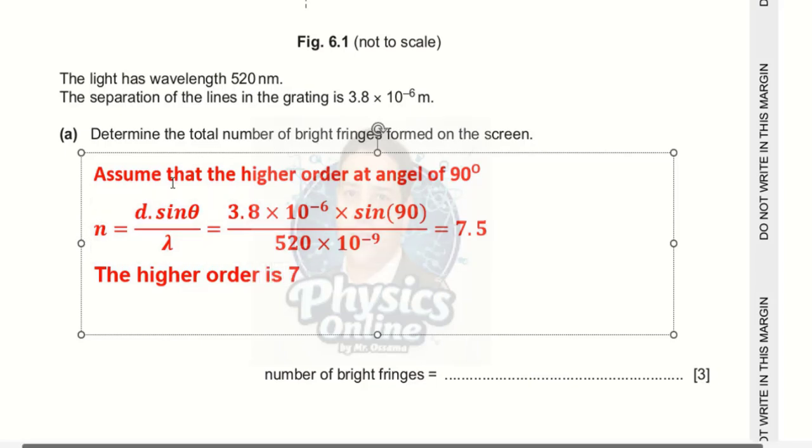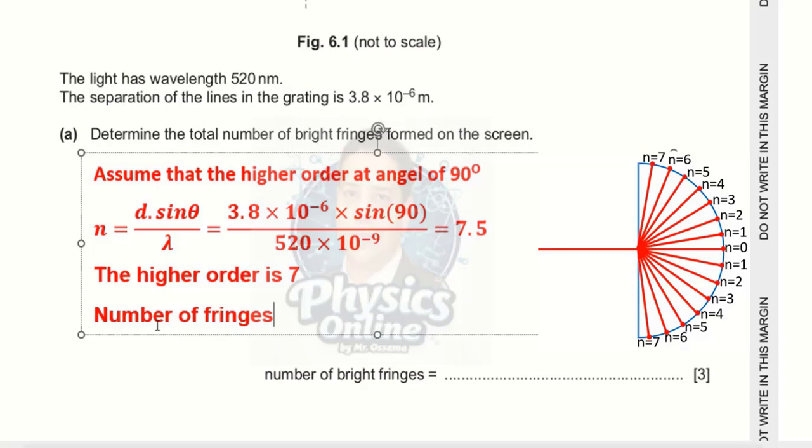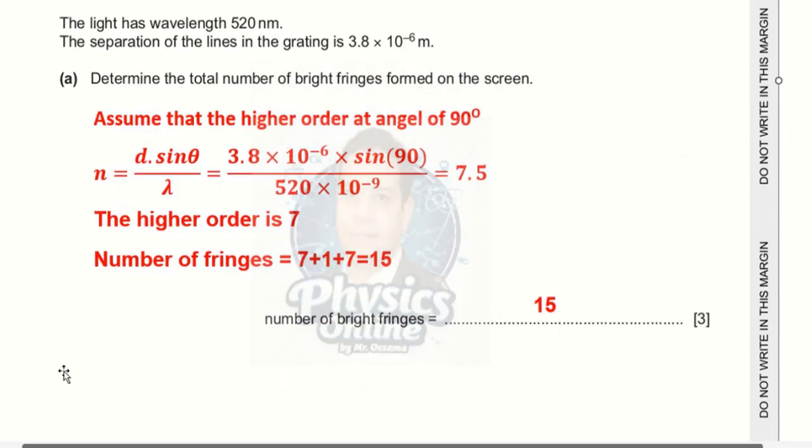But he asks here not for the highest order, he asks about the total number of fringes. So we have 7 fringes upper and the same number down, plus the n equals 0 order. So the number of fringes that we see on the semicircular screen equals 7 upper and 1 zero order plus another 7, which equals 15. So the final answer is 15.